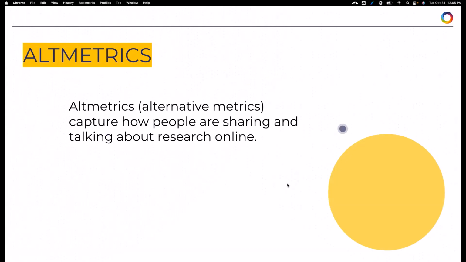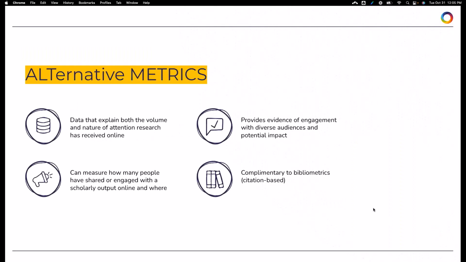So Altmetrics, what are they? The definition that we use is that they capture how people are sharing and talking about research online. These alternative metrics provide evidence of engagement with various audiences and their potential impact. That's really a big one. They're complementary to bibliometrics, the citation-based metrics that we're all used to, but they do not replace them. That's the big thing. They don't replace them. They just provide a different perspective to bibliometrics.